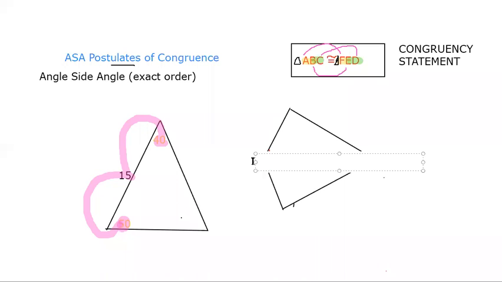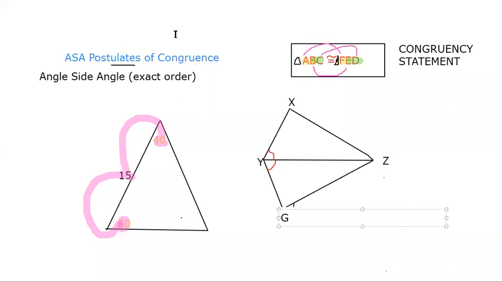So we have vertex Y, X, Z, and G. Now, if you took those triangles apart, they would both have YZ. So this is a congruent side already because it's the exact same side.